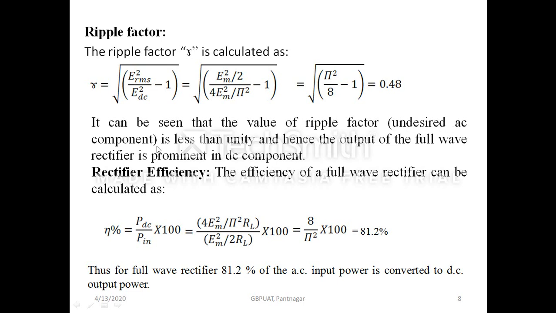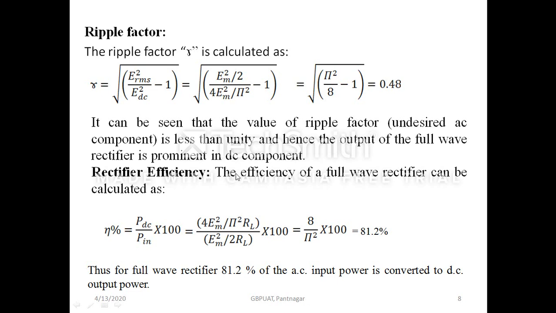to be 0.48. So here it can be observed that the value of ripple factor, which is the undesired AC component, is less than unity, and hence the output of the full wave rectifier is prominent in DC component. It means we have the prominence of DC component here, and the ripple factor is less than unity.